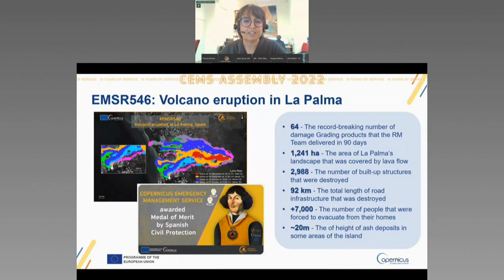At the end, the Copernicus Emergency Management Service received a Medal of Merit by Spanish Civil Protection, and it was a pleasure to be part of the team that worked on this activation.